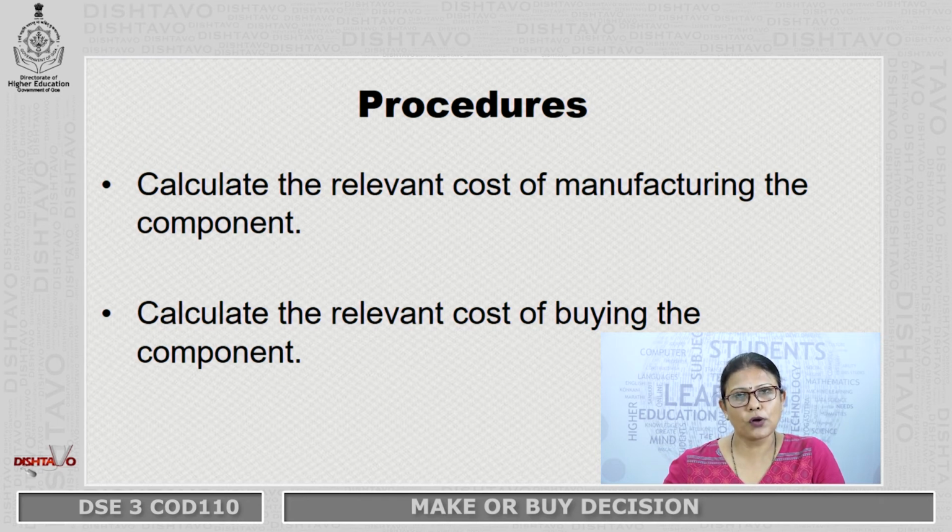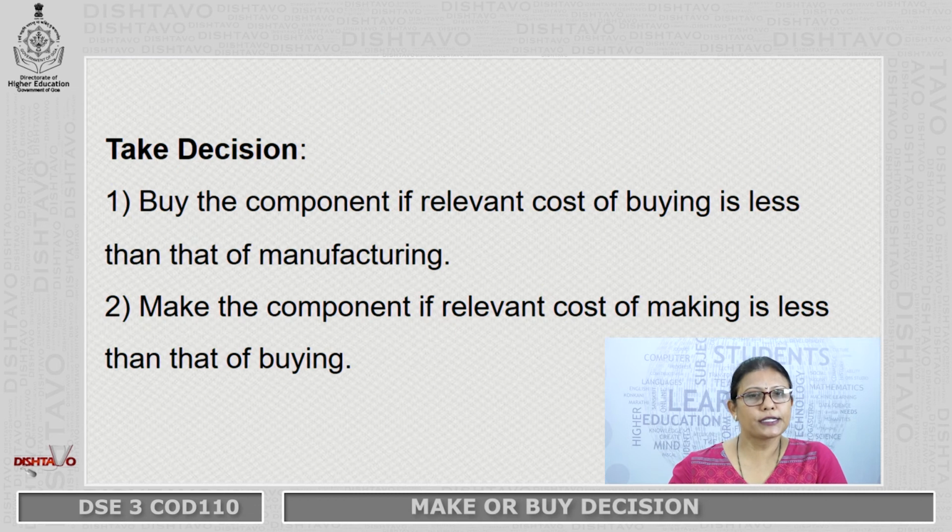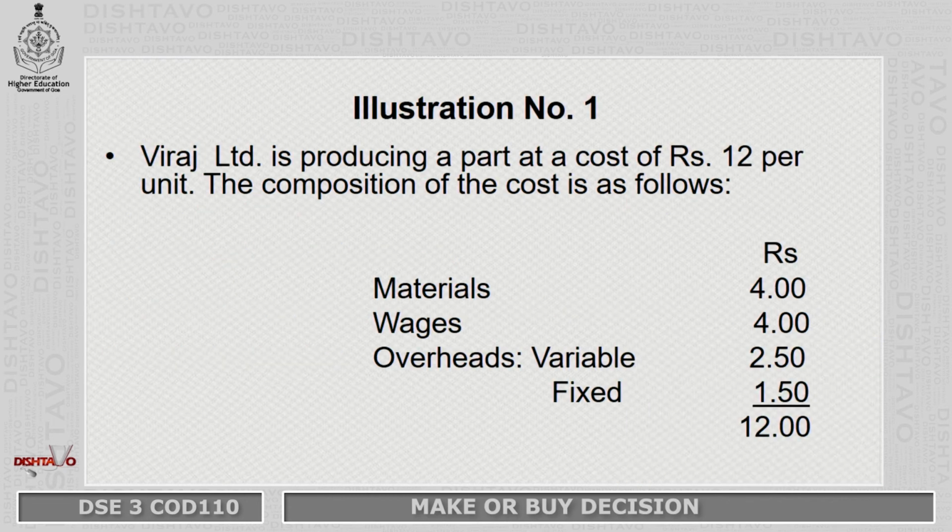So, I am going to calculate the relevant cost of manufacturing, and at the same time the relevant cost of buying the product, and I am going to compare. If manufacturing cost is less than buying, then I will manufacture. If buying cost is less than manufacturing, then I will buy. So, you are going to buy the component if the relevant cost of buying is less than that of manufacturing, and make the component if the relevant cost of making is less than that of buying. Alright. Now, we will take a small example. So, this is illustration number 1.